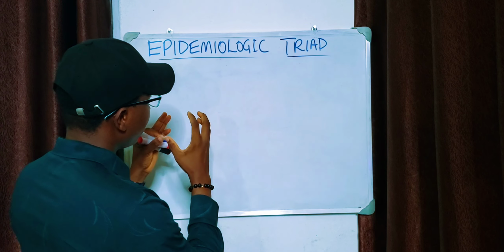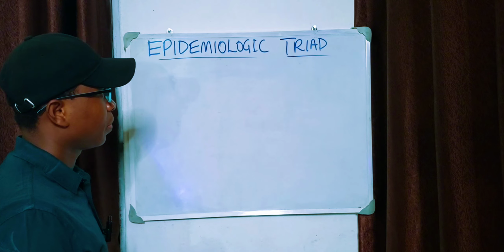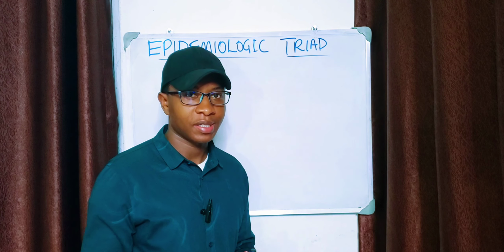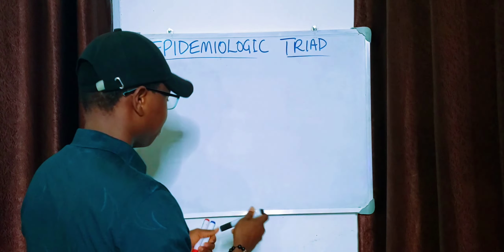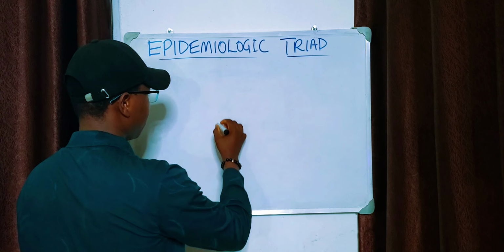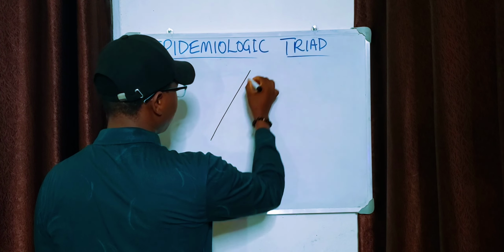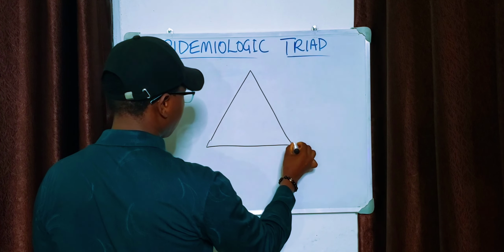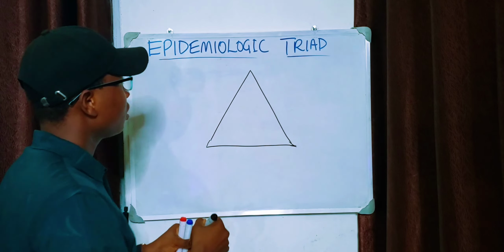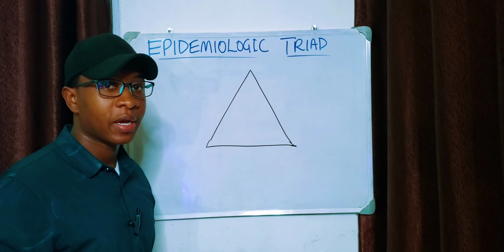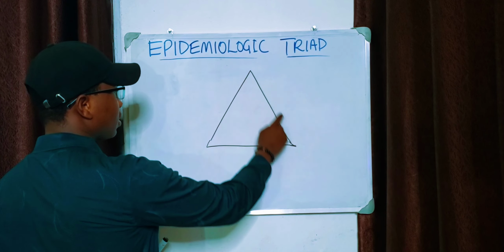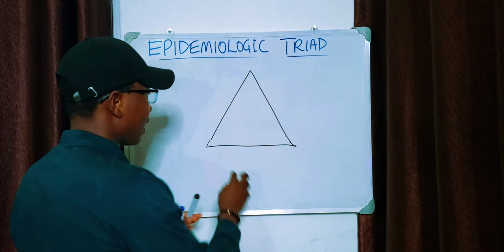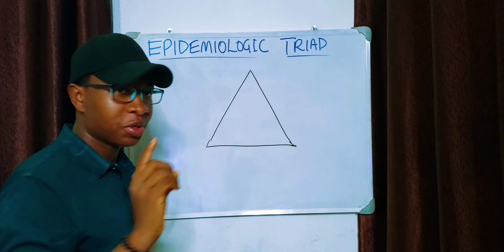All right, so let's go into the triad proper. Now, because it's a triad, it simply means that it has three sides, right? So it is triangular in shape. So let's draw a triangle. Okay, so this is what the epidemiologic triad looks like. Now, each of these points has its feature. It stands for something very important.